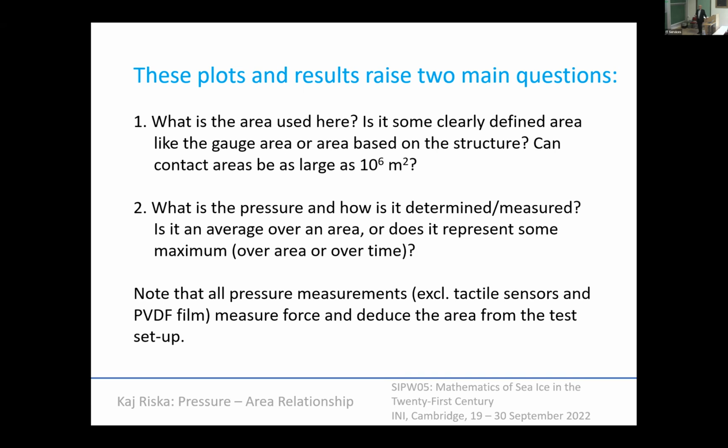The second question is, what is the pressure? And how is it determined, measured? Well, it is measured by measuring force and dividing by the area you know. But is it an average over an area? Is it a maximum? It's not clear. Usually people, when they do the plot, assume that it is an average over the area. That is the usual assumption, but it's not that clear.